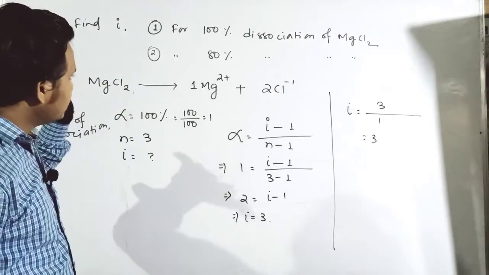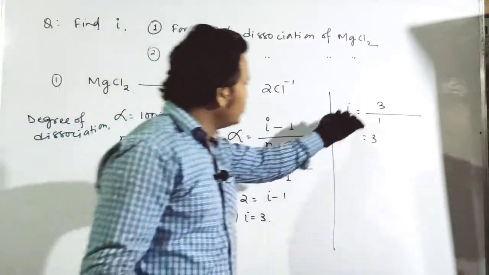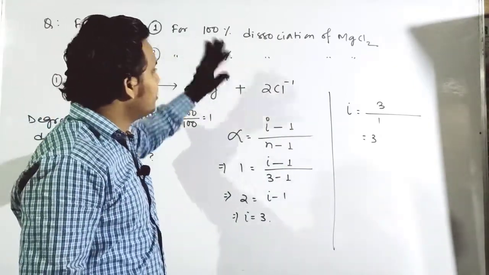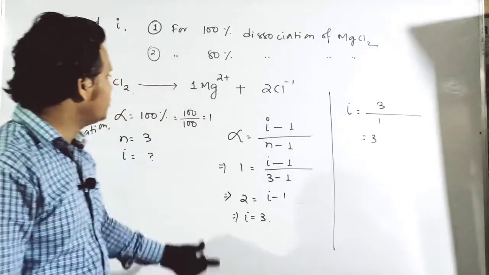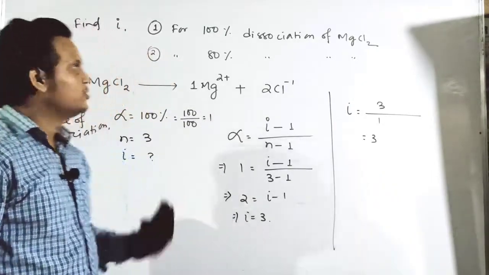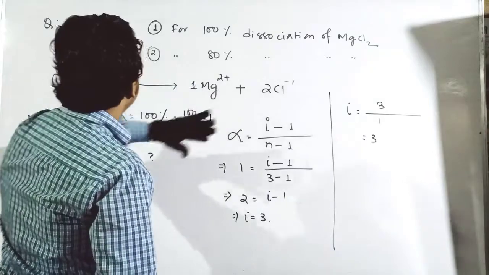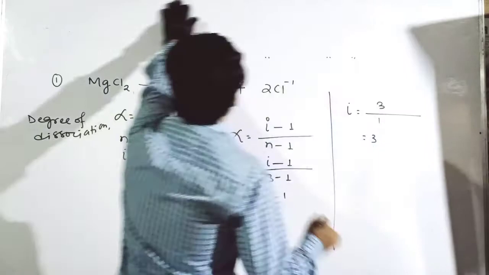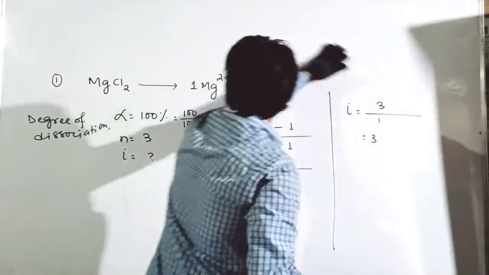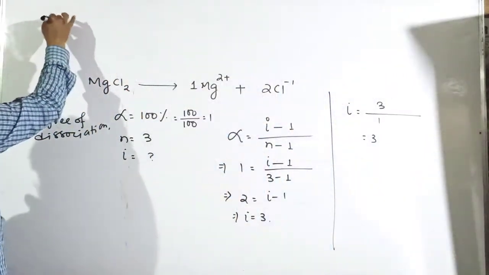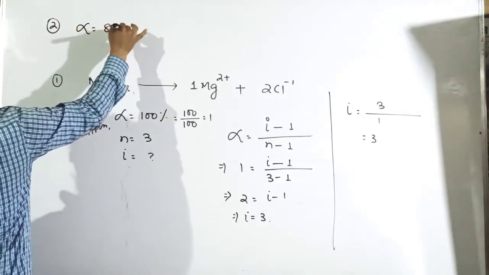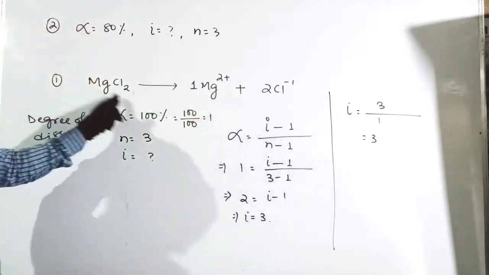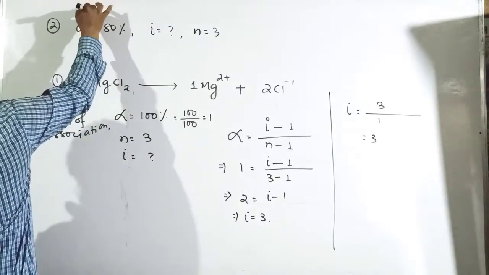Now, if it is 100% dissociated, then you can find directly or by formula. If not 100%, then how can we find? Then we have to apply this formula only. So let us discuss about 80% dissociation. Answer number 2 for 80% dissociation. So for 80%, alpha will be 80%. I we have to find, and number of ions will be 3, because for magnesium chloride it is asked.